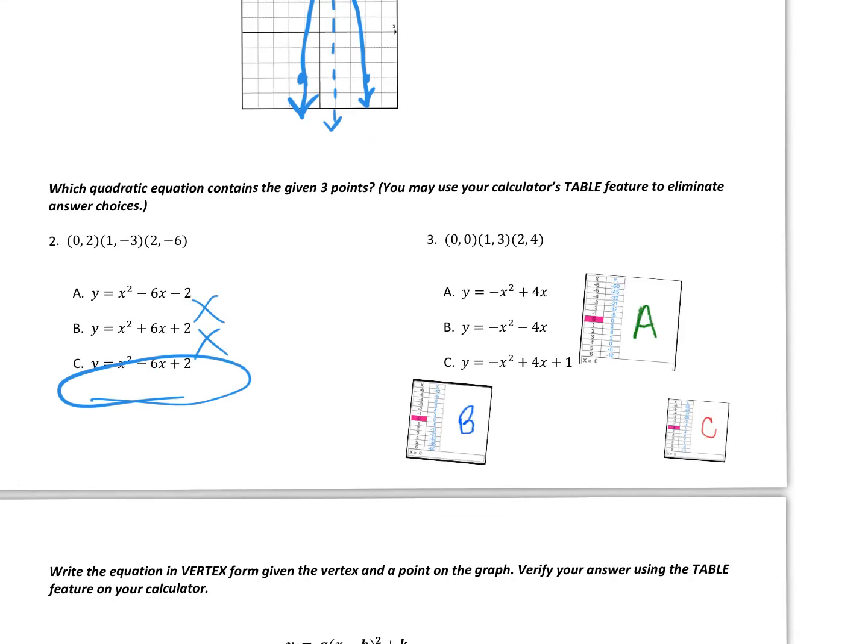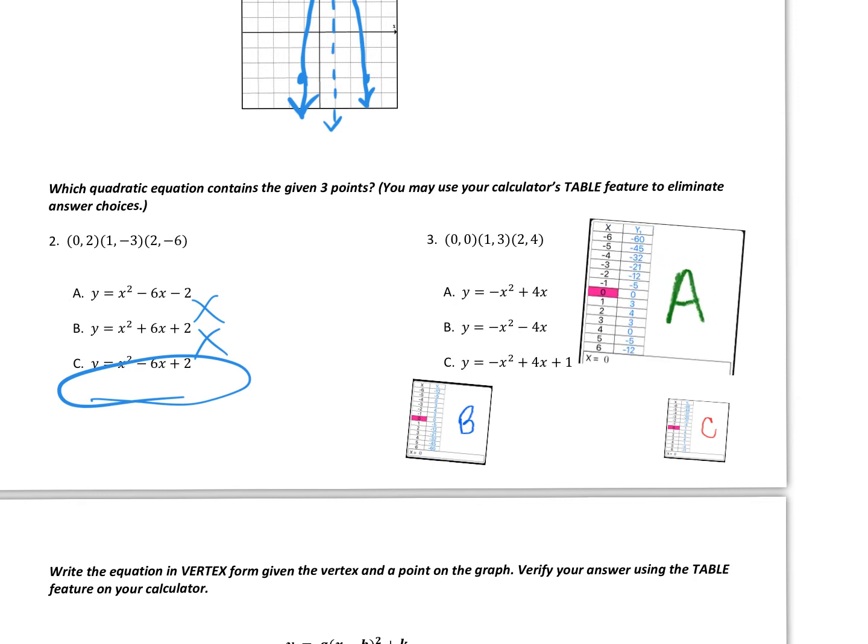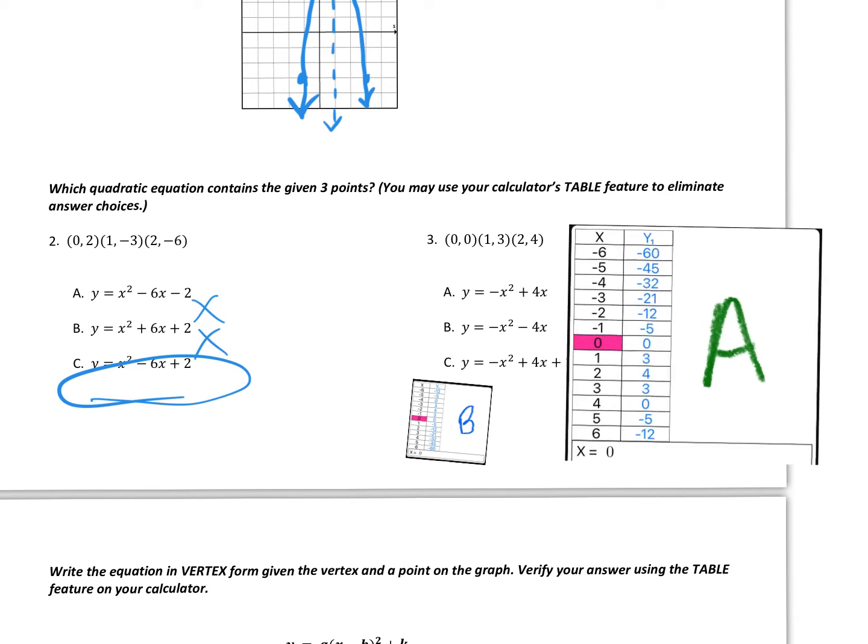Let's try number 3. So here's my equations. I put first equation A in my y equals, and I went to the table feature. Let's look at the answer choices that it gave me. So here's table A's choices.